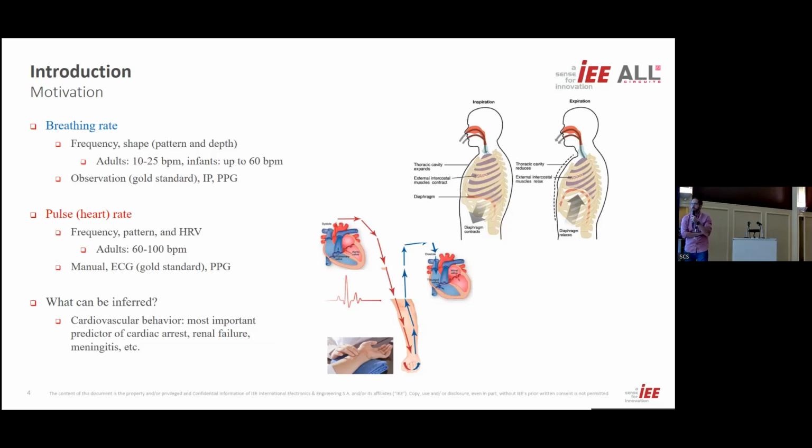For the heart rate, we are also interested in the frequency, of course, the pattern, and also in the variability. And here we have common values. The gold standard is ECG, but we also have other forms of measuring the heart rate. And what can be inferred?